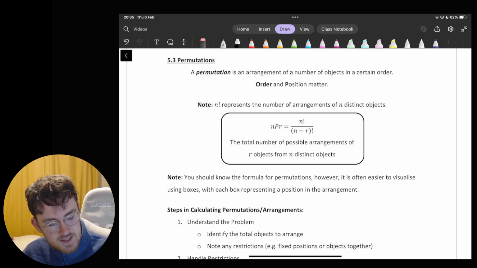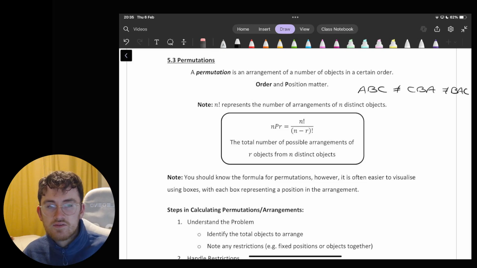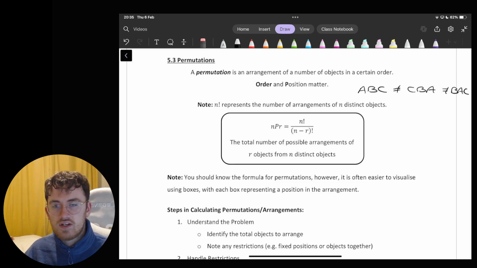The idea there is ABC is not the same as CBA, which is not the same as BAC. Even though all three letters are the same, the order that they're in has a meaning here. Those would be considered three different arrangements of those letters. If I was just asked to group three letters or to pick a group of three letters, those would be the same group. But here, if I'm asked for a particular arrangement, position matters, and those would be considered different.